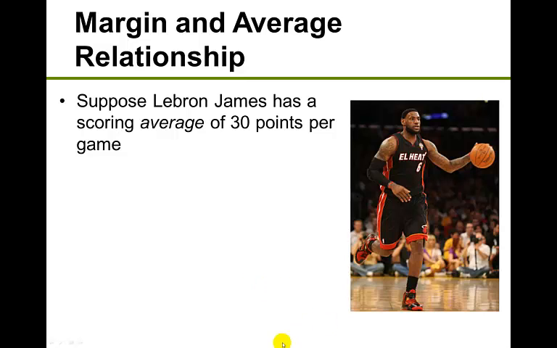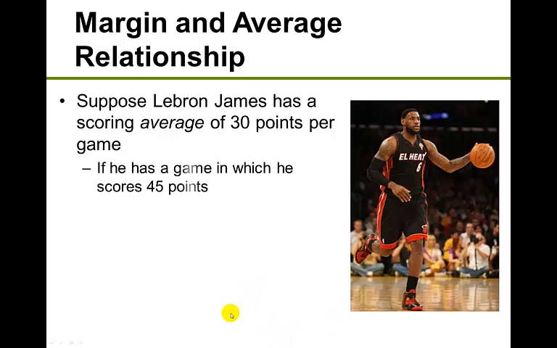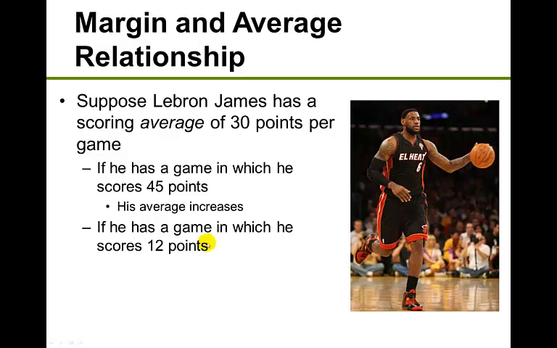Think about LeBron James. His average points per game is 30. If he has a game in which he scores 45, his average points are going to increase. If he has a game in which he scores 12, then his average is going to decrease.